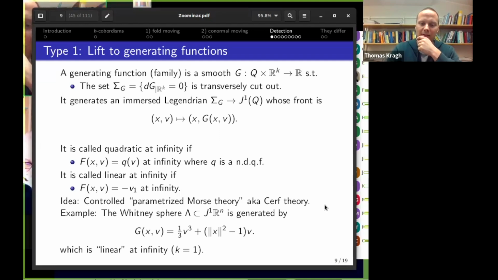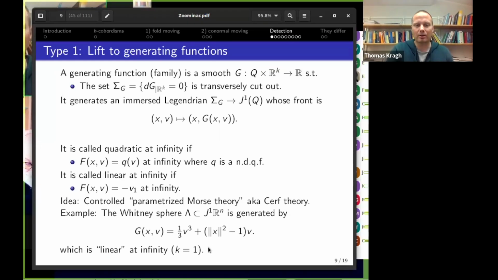So an example of this is that this Whitney sphere that I wrote the front for before has a generating function defined exactly like this. Here k is 1, so there's only one auxiliary coordinate. These k coordinates are often called auxiliary coordinates, and it's called v here. And it's cubic like this. So linear at infinity is a little bit of a stretch, but you should bump off and make it linear if you want it actually linear, or you should just say it's close enough. But in any case, this generates the standard Whitney sphere.